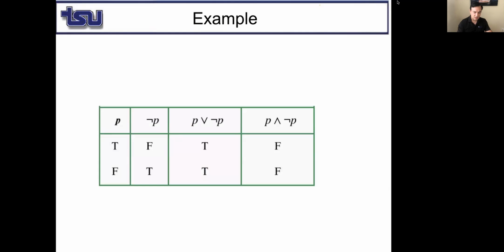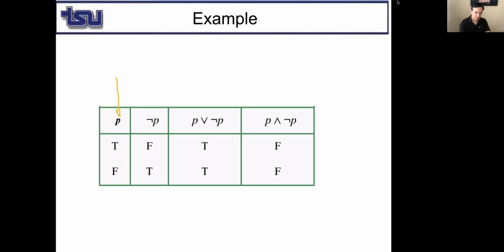Okay. So here is the first example. Think about this: P or not P. Well, P or not P is a tautology. P and not P is a contradiction. Why? P can be true or false. If P is true, not P is false. If P is false, not P is true. And P or not P.